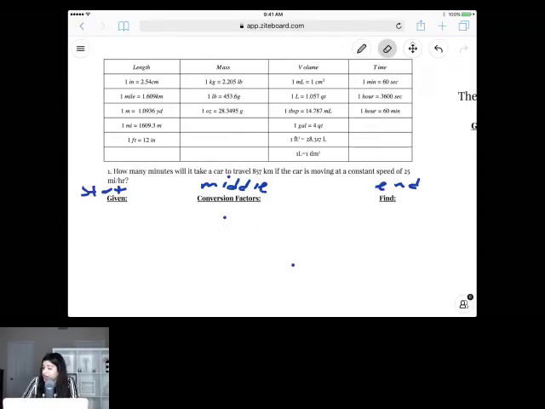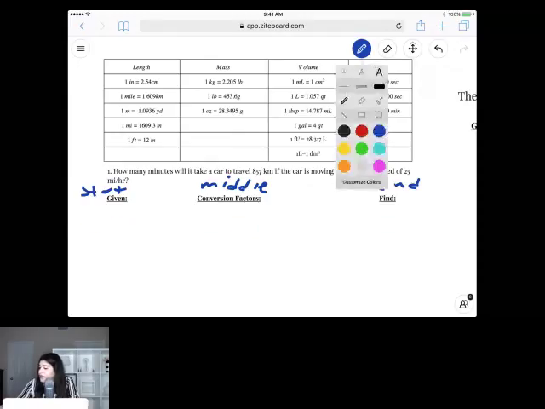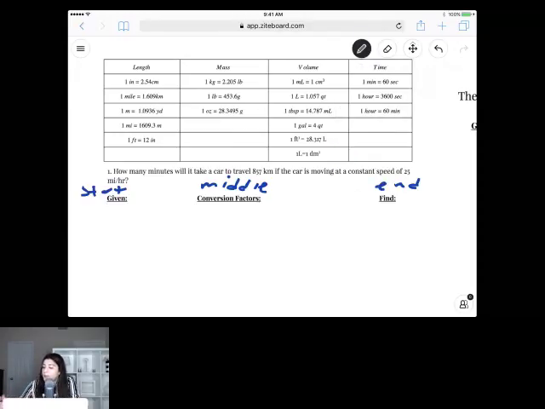So that's what I'm going to do now. I'm going to go ahead and identify what our given is, what are we converting, and what we're solving for. Okay. So how many minutes, right then and there, that was the first word. How many minutes? That's what we're finding. We're finding minutes. Next, to take a car to travel 857 kilometers. All right, right then and there, that is our given. Our conversion factor is the one with two different units. So the 25 miles per hour will act as our conversion factor.